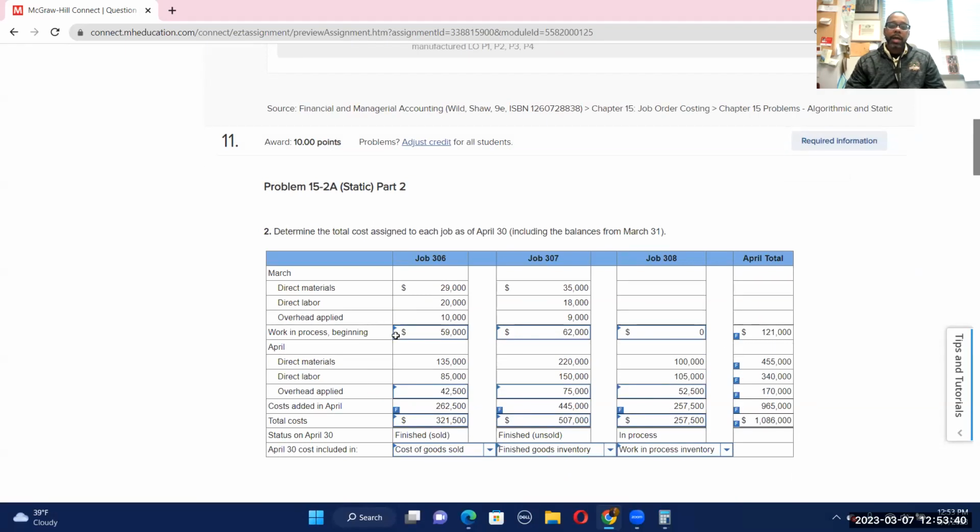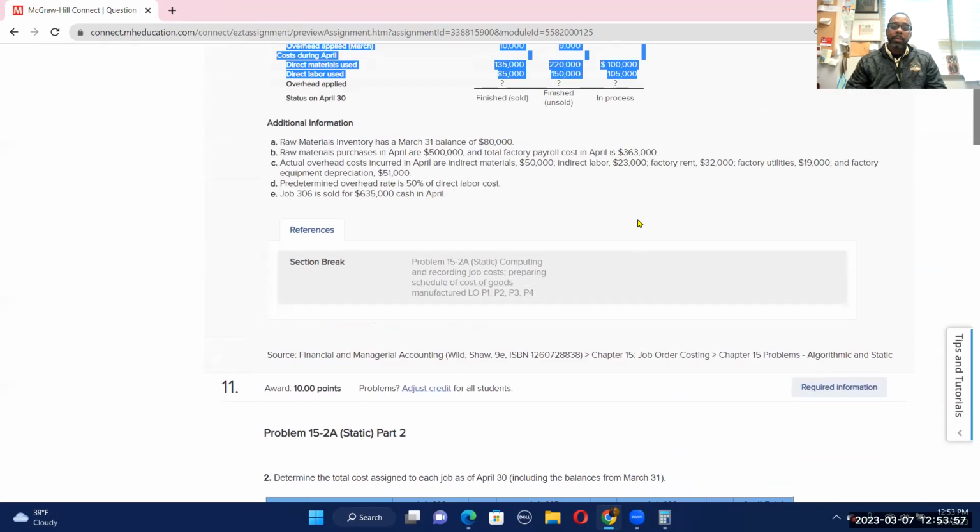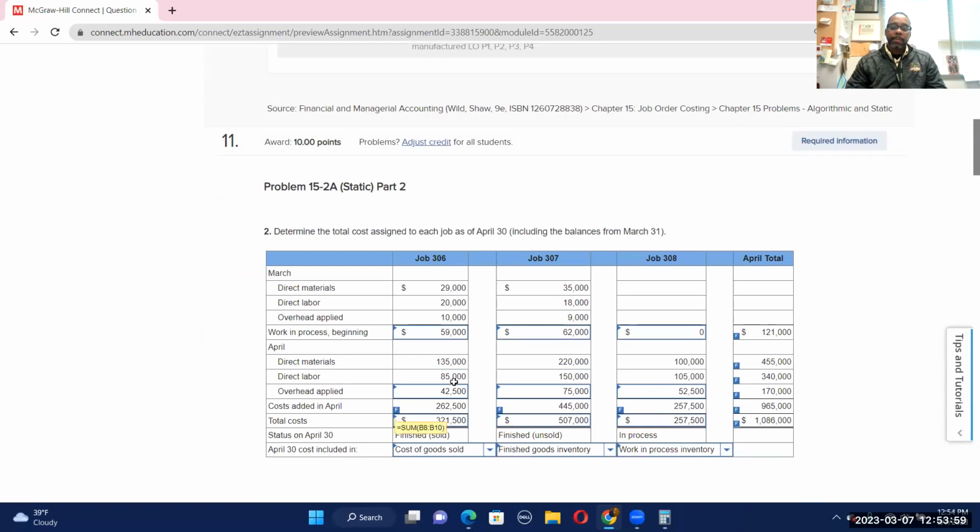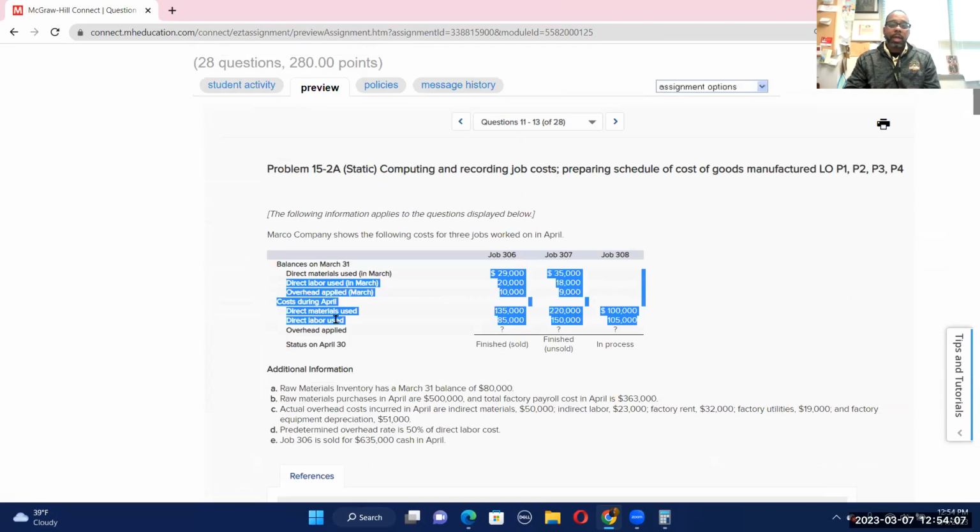You add these up. The work in process in the beginning is 59,000 for job 306. For job 307 is 62,000. Job 308, they didn't start it. They didn't start it in March. They started in April. So you brought these numbers down. You add them. I'm sorry, you subtract them. You bring down the direct materials and the direct labor.